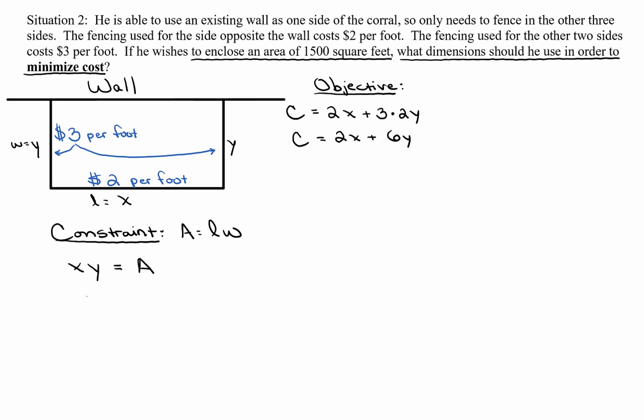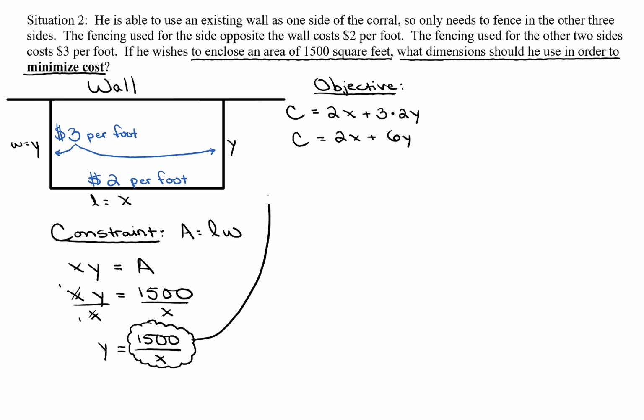Now I'm going to solve this equation for Y and then substitute this into the other equation. I am going to divide both sides of this equation by X. The X's will divide out on the left-hand side, and we will be left with Y equals 1,500 divided by X. I'm going to draw a cloud around the part that says 1,500 divided by X and draw an arrow pointing up towards my cost or objective equation, pointing at the Y, where I'm going to substitute this. So C is going to be equal to 2X plus 6 times the quantity 1,500 divided by X.